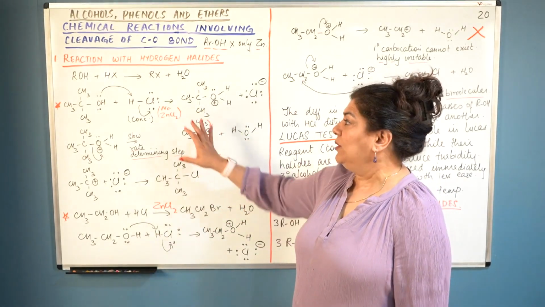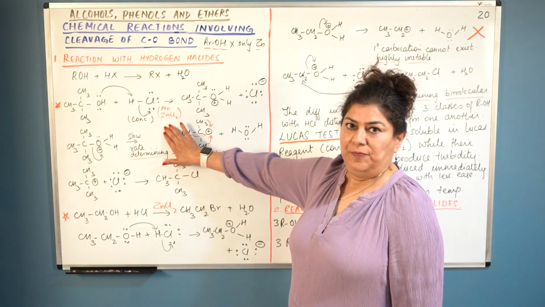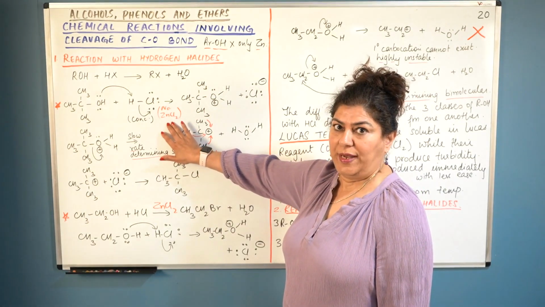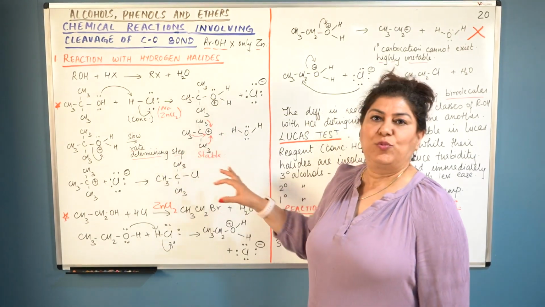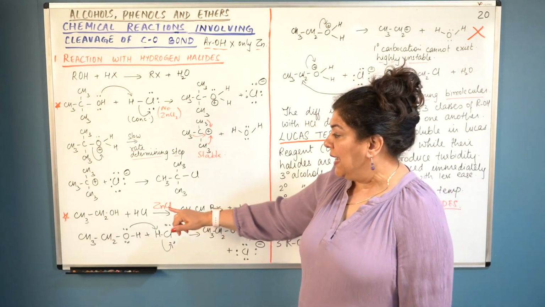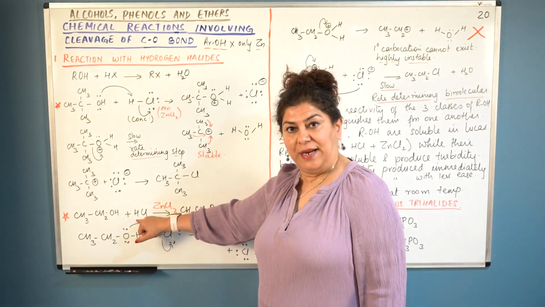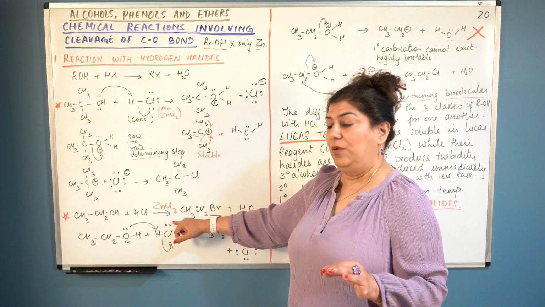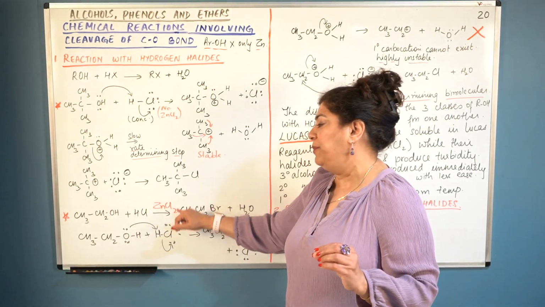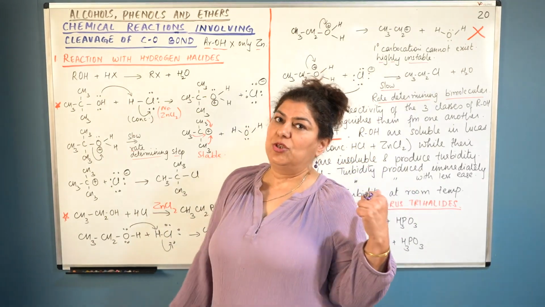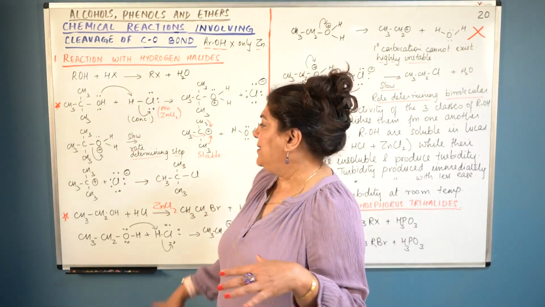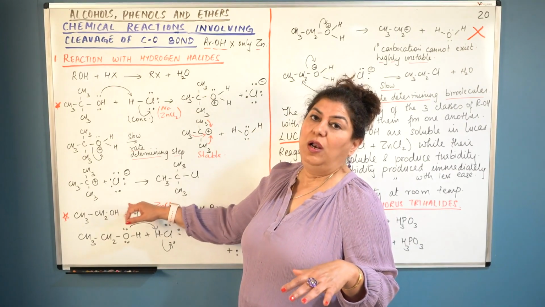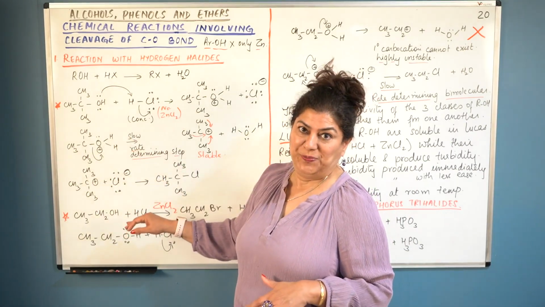So as I told you, the tertiary alcohol is so reactive that it does not even need zinc chloride, but will immediately react with hydrogen chloride. The primary alcohol would react with HCl with the help of zinc chloride, yet it will be the slowest reaction. And the secondary alcohol would be in between these two.